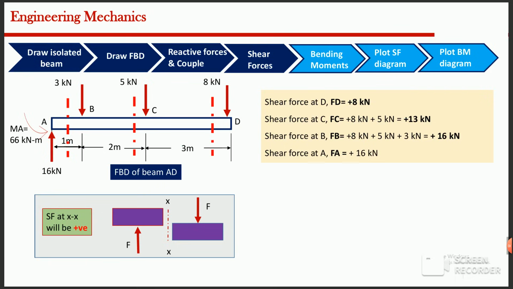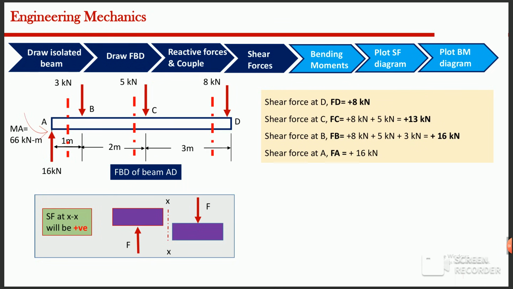Next, let us determine the shear force. We begin from the free end D. At point D, only the right kilonewton loads act. Therefore, the shear force at D is plus 18 kilonewtons. Moving towards point C, we include both the 8 kilonewton and 5 kilonewton loads. Hence, the shear force becomes plus 13 kilonewtons.